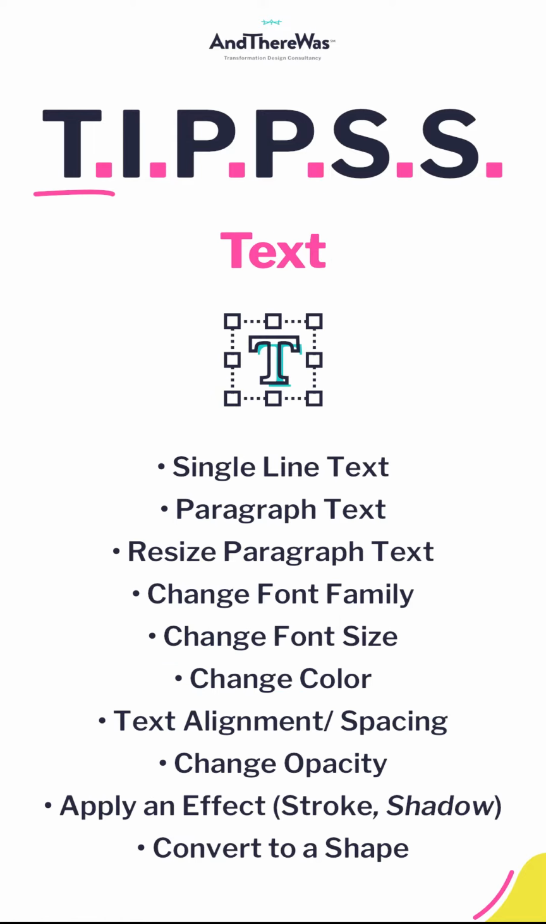The tasks for text are: create a single line text, paragraph text, resize the paragraph text that is the container, change the font family, change font size, change the color of the text, text alignment and spacing, change opacity, apply an effect like a stroke or a drop shadow, and then lastly, convert the text to a shape.